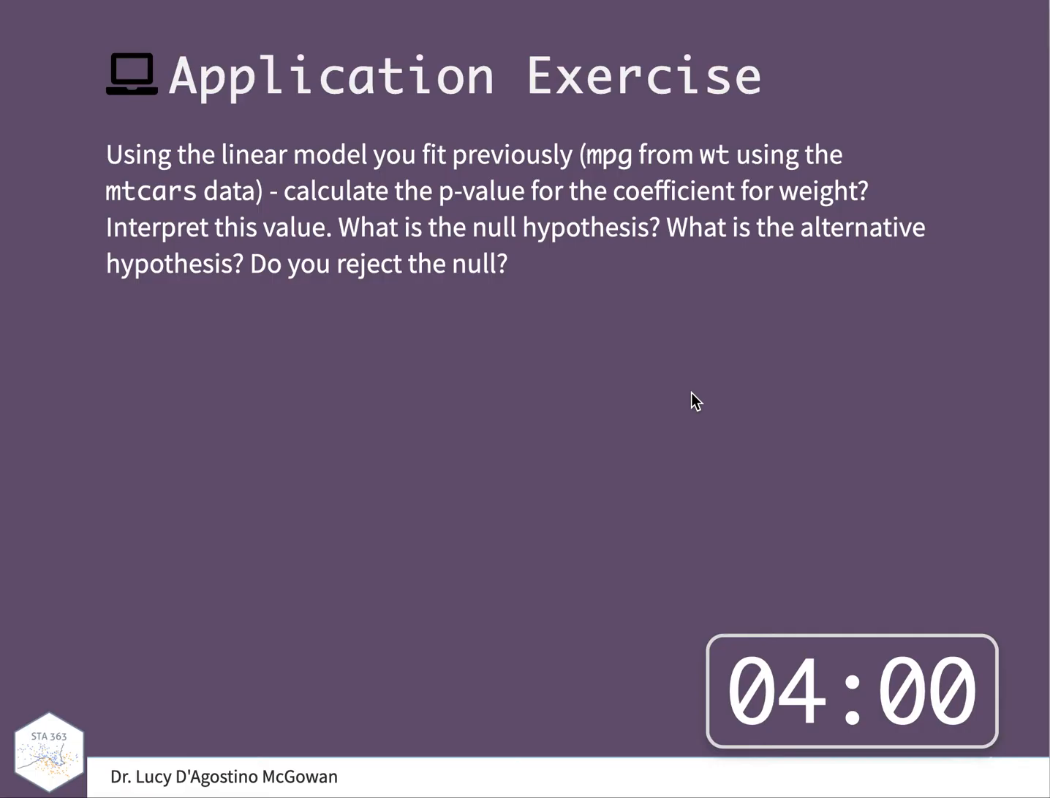Okay, so I want you to use the linear model that you previously fit with mpg and weight using the mtcars data. I want you to calculate the p-value for the coefficient for weight, and then I want you to interpret this value. I want you to write out what the null hypothesis is, what the alternative hypothesis is, and whether you reject the null.